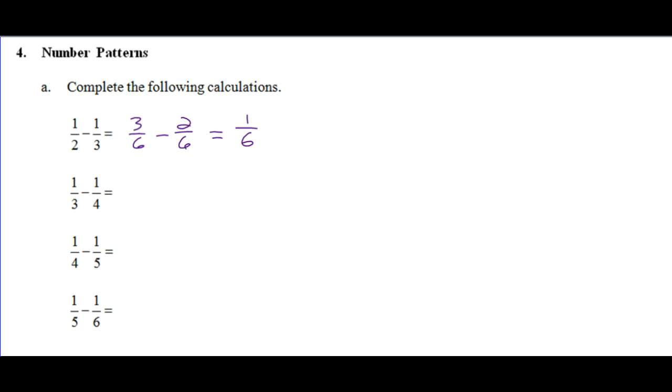Okay? So remember, we're looking for a pattern here. Let's do a third minus a quarter. What's the common denominator for thirds and quarters? 12ths. How many 12ths is 1/3? How many 12ths is 1/4? What's 4/12 minus 3/12? 1/12. Okay, you're starting to see a pattern.